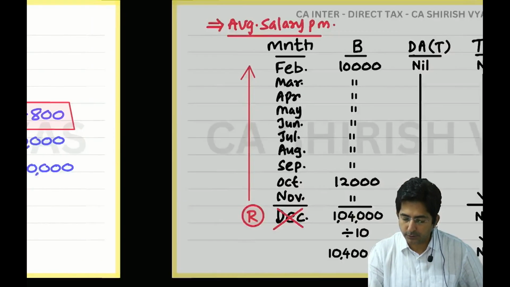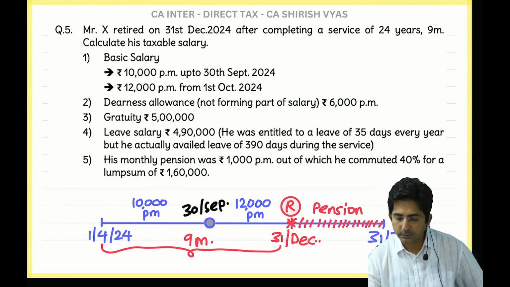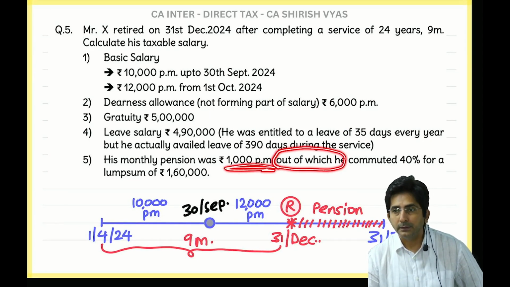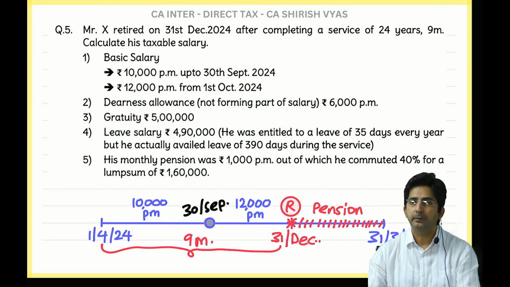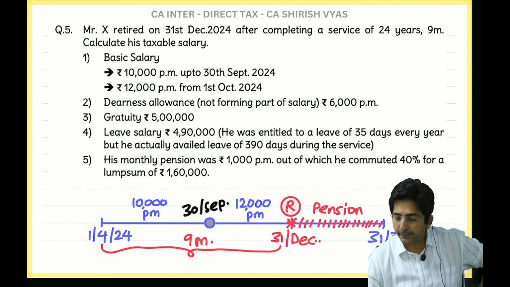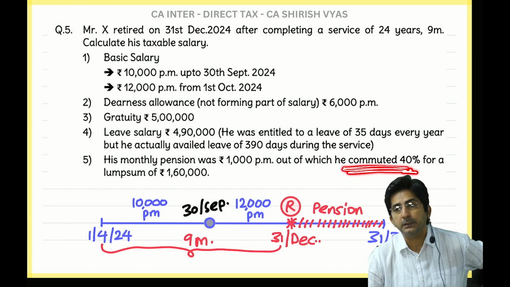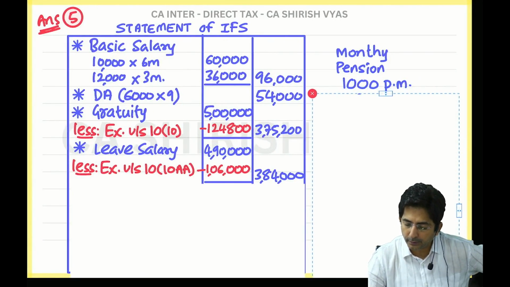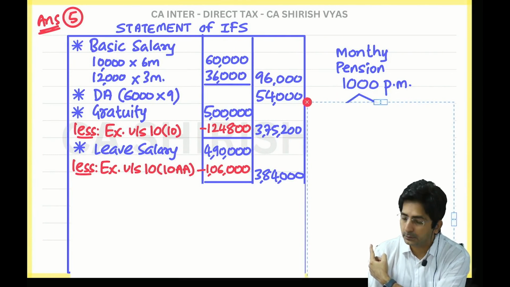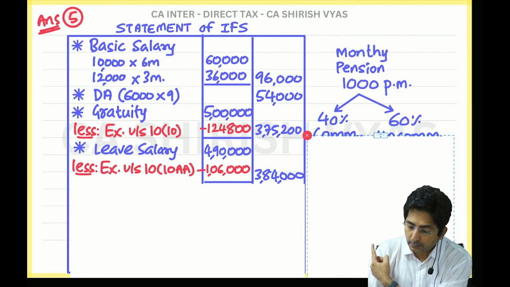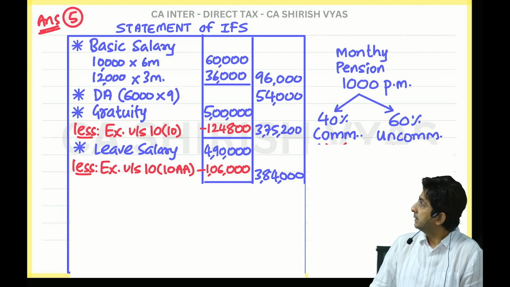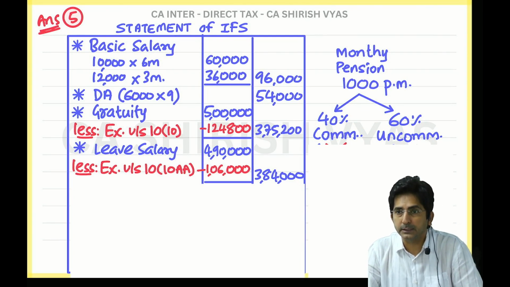Then next, what is there in the question? His monthly pension was 1000 per month. Out of which, tell me, out of which means out of which amount? 1000. See, 1000 is what the company offered him. But out of 1000, what did he do? He commuted 40%. So tell me, how will the working be made for this? See, I have done it here. Look here. His monthly pension was 1000, and then what is written? 40% is commuted. So how much is uncommuted? 60%. So calculate 40%, 60%.